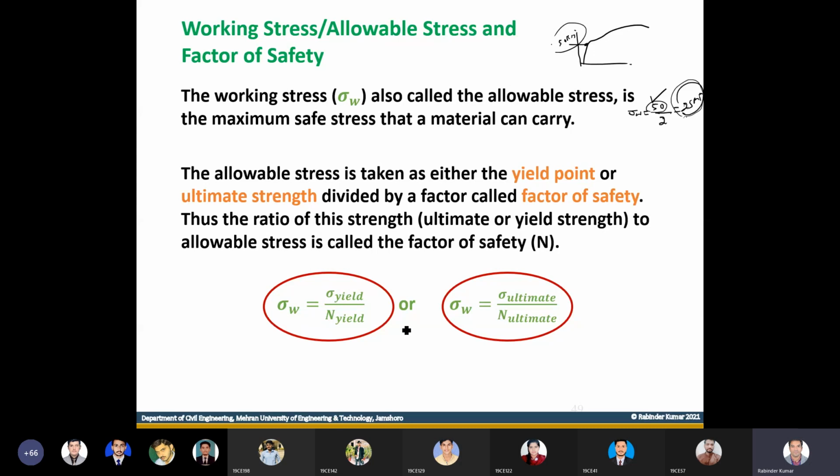Now the question is, where do we get the factor of safety from? Which value should we use for the factor of safety? These values are to be taken from the building codes. The building codes will tell us which value to use for the materials.